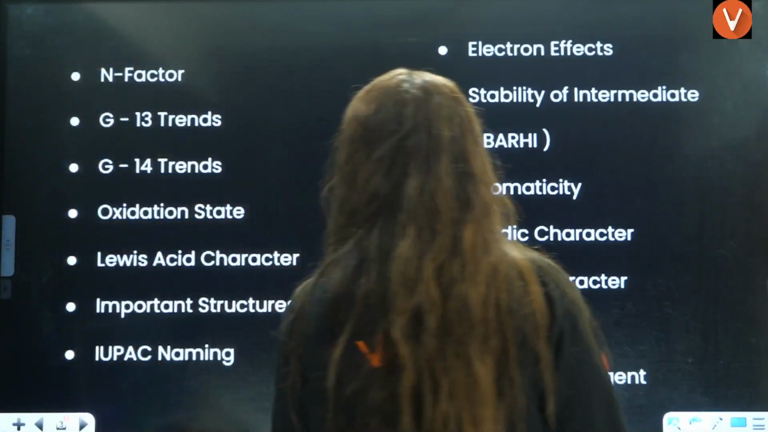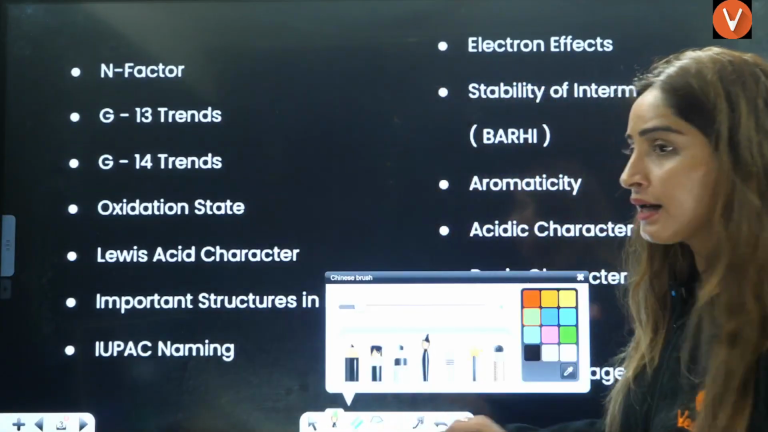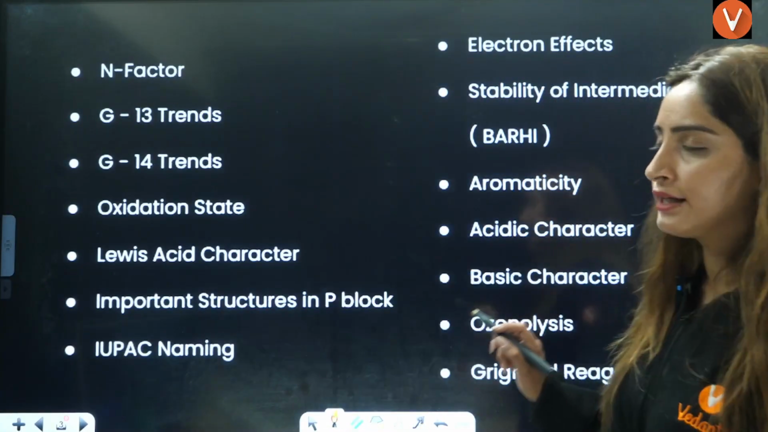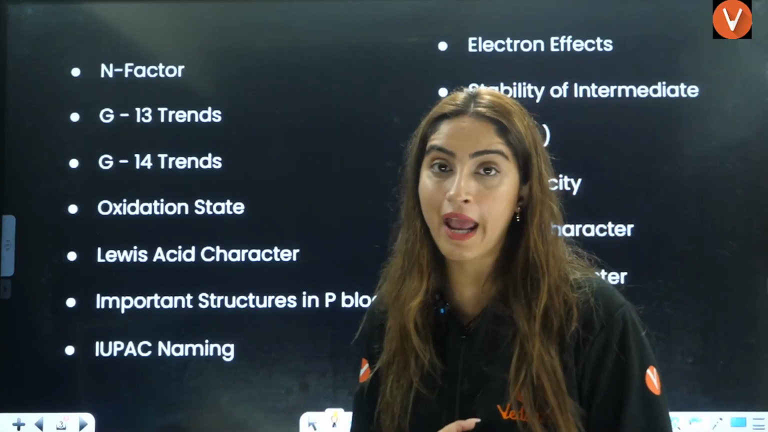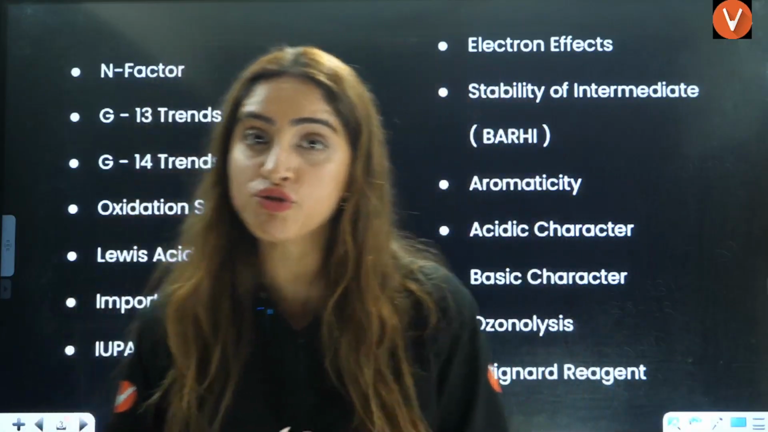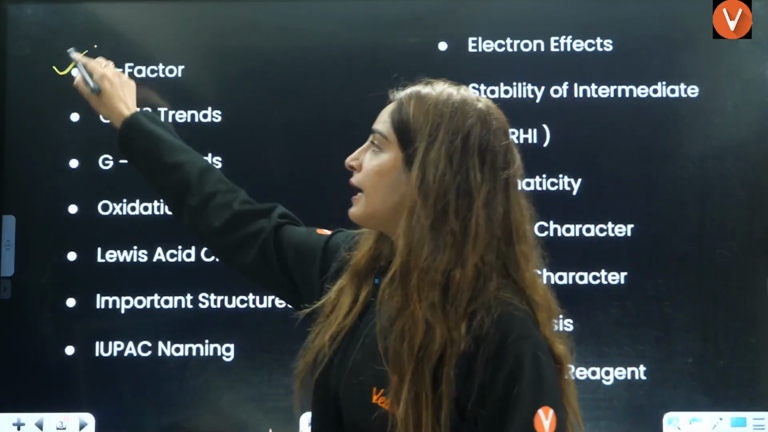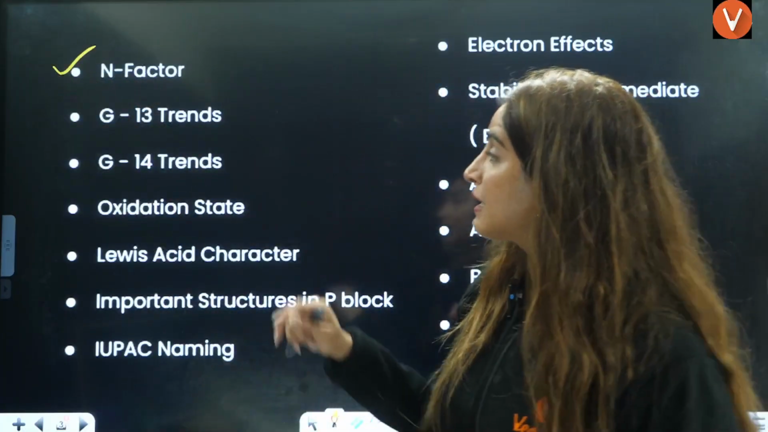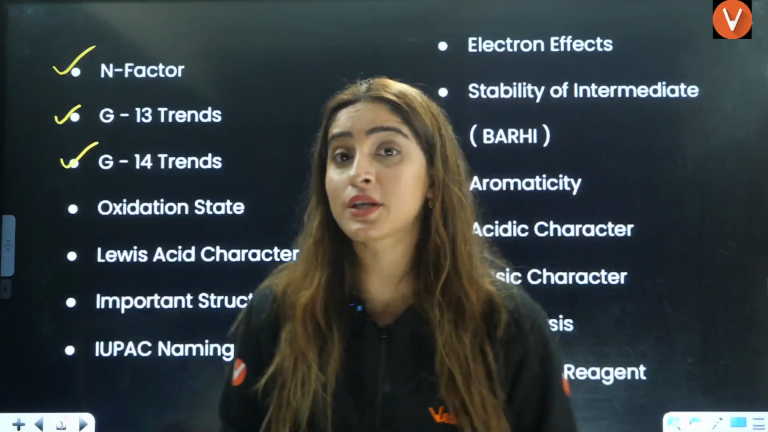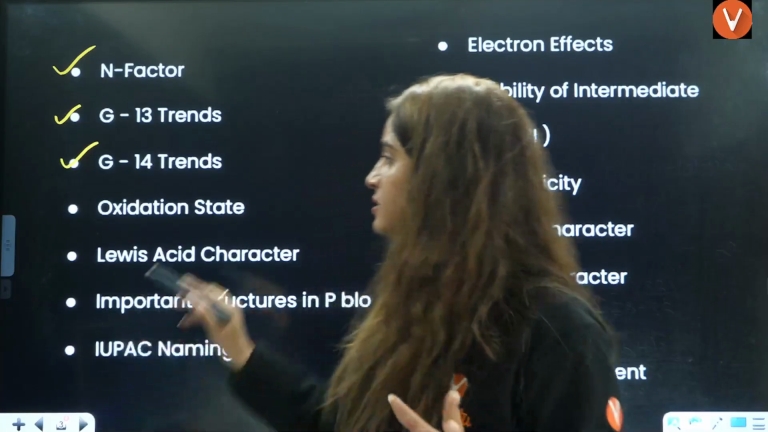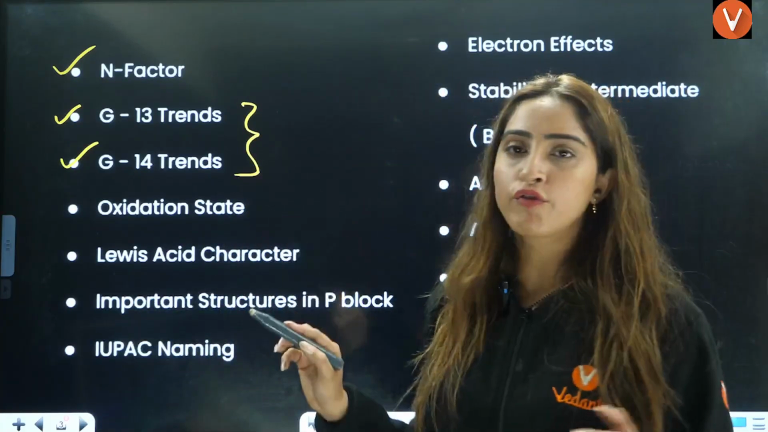Now, next other topics are, let us talk about N factor here. N factor, this you can also know from redox reactions, that is useful in electrochemistry, right? Very important. Then from P block, group 13 and group 14 exceptional trends are very important. If you are thinking of skipping the full chapter, at least do the trends of group 13, 14.